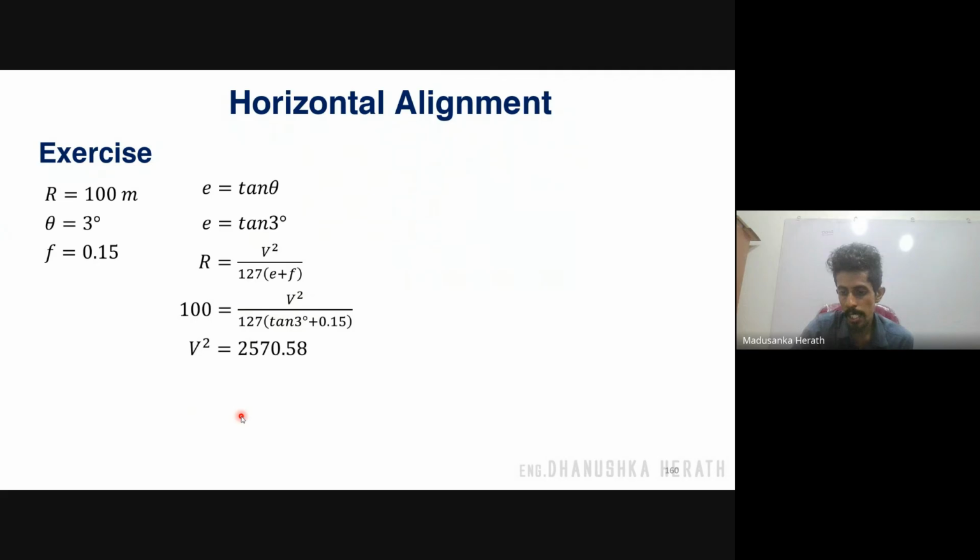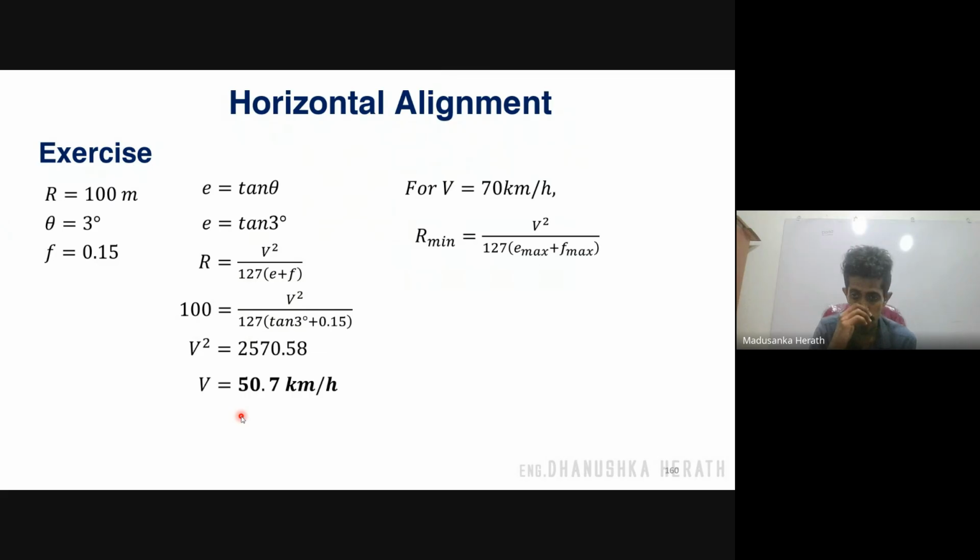Then V squared is 2570.58. You can use the calculator. Then V is equal to 50.7 kilometers per hour. Then for the second case, they have given the velocity as 70 kilometers per hour. Then the minimum radius is V squared over 127 (E max plus F max).